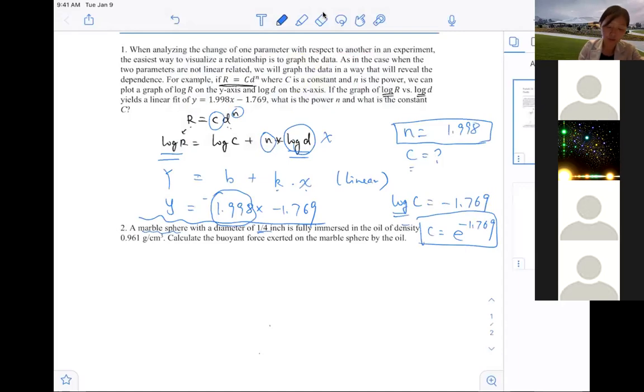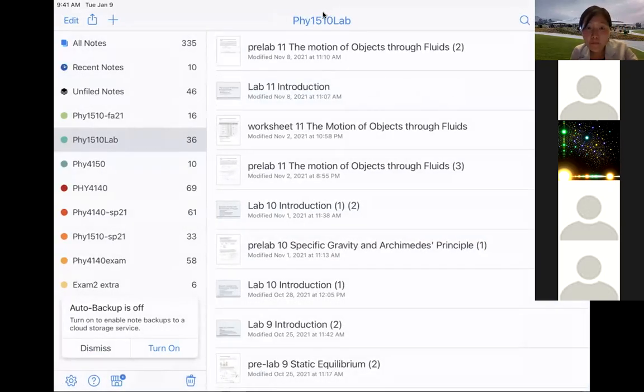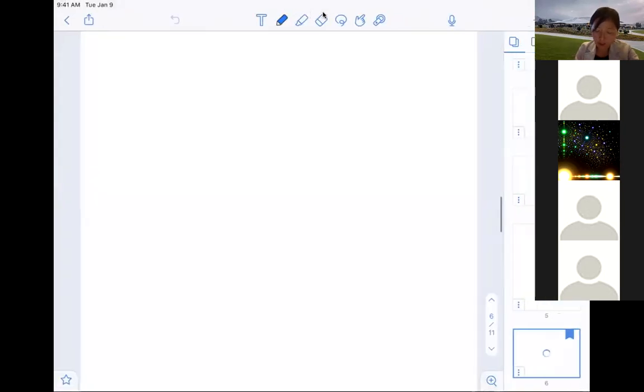So when a problem just states log, do we just assume it's natural log? Yes, yes. All right, thank you. Thank you. Okay, so let's get back to our experiment.